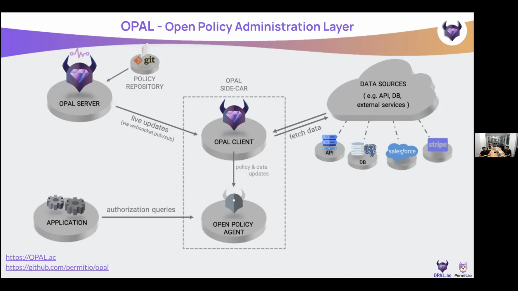OPAL comes with a built-in HTTP data fetcher, but you can also use the Postgres data fetcher, and someone contributed an LDAP data fetcher. And at the end of the day, it's just a simple Python module with just two functions, fetch and process. So you can extend it really easily. And that's also one of the main reasons why we decided to write the OPAL client in Python.